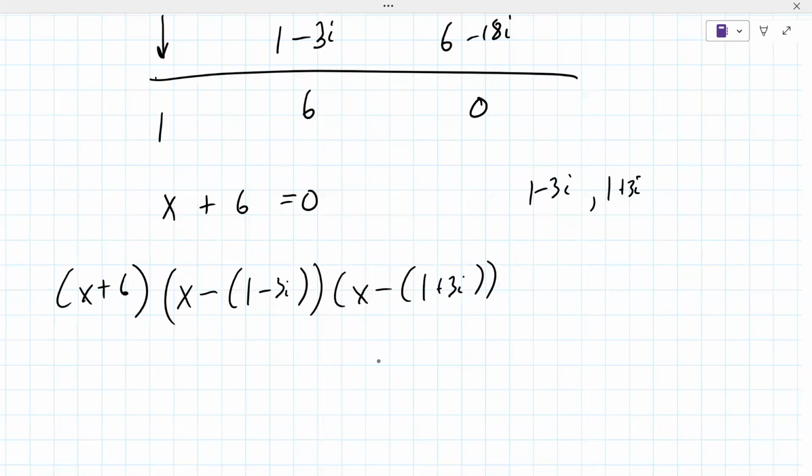Got it. Then you just leave it like that since it's asking for linear factors. Yeah, because this stuff does multiply out and the i's cancel, but I guess they don't want that. Yeah.